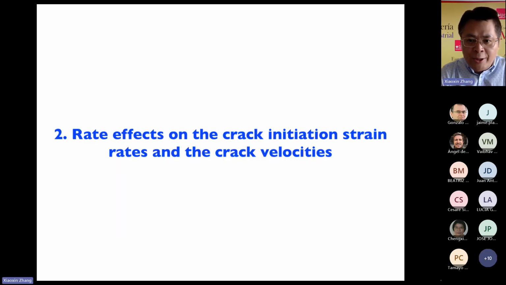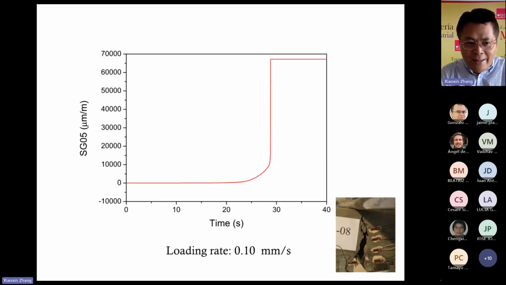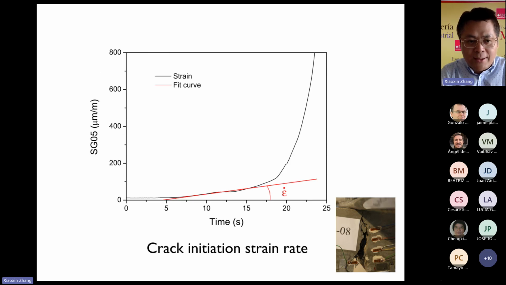Second, the rate effects on the crack initiation strain rates and the crack velocities. Here is SG05, strain gauge 5, bonded at the notch tip, corresponding to the loading rate of 0.1 millimeter per second. We make a zoom because this is the whole history of strain gauge 05. How do we get the strain rate? This is strain, and the slope is the strain rate. Strain divided by time gives the strain rate, epsilon dot.